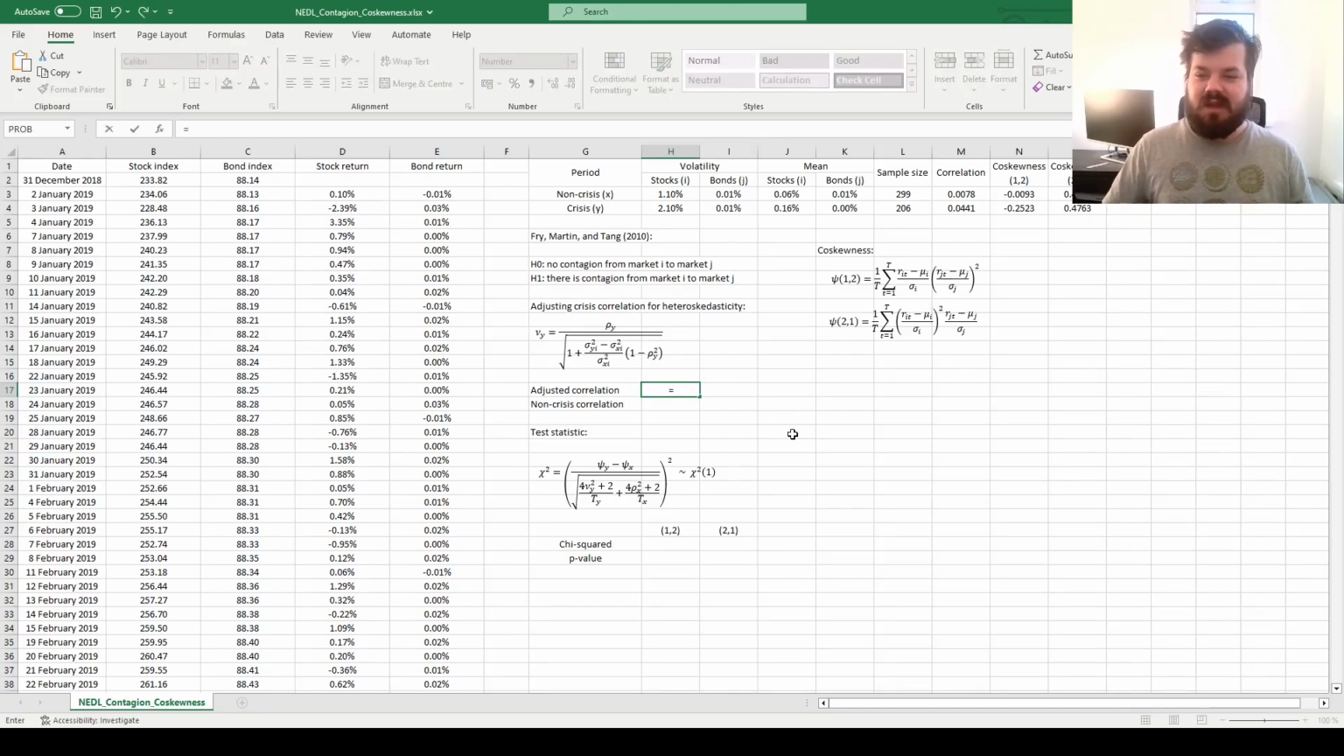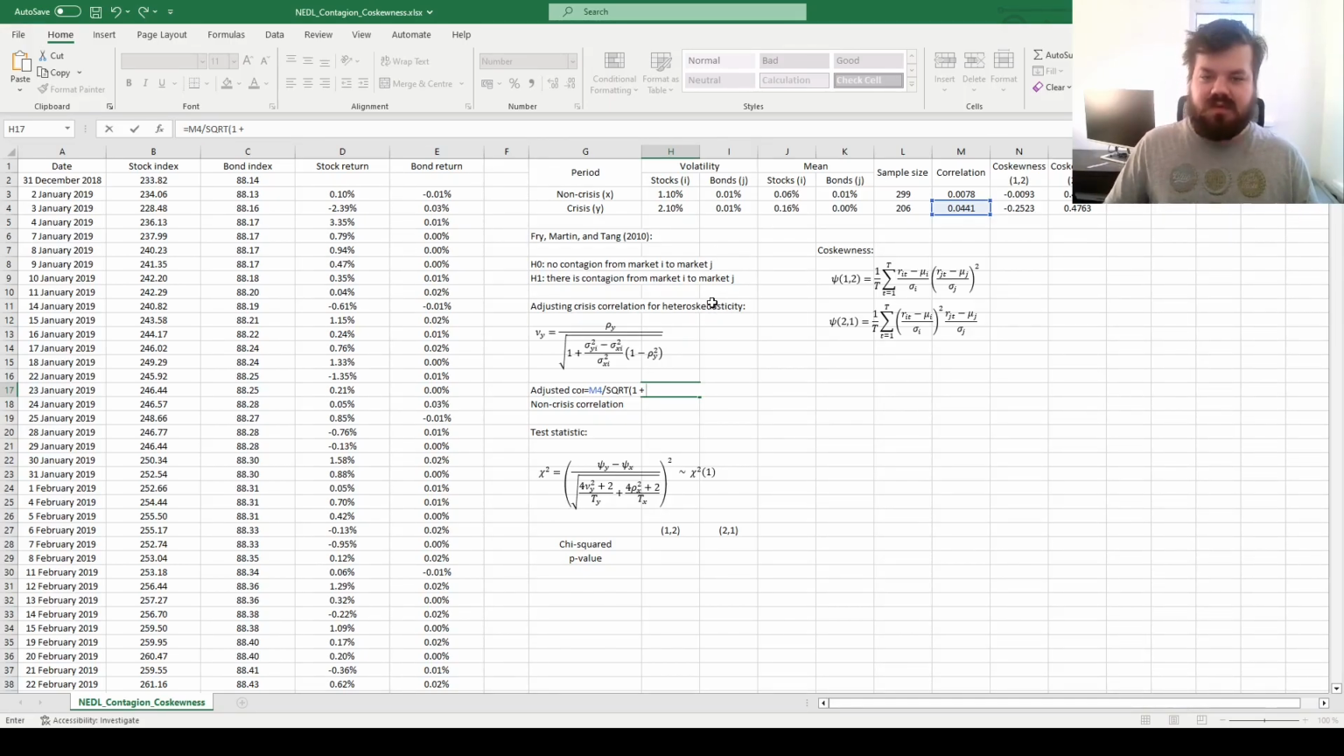So the adjusted correlation here would be the crisis times correlation divided by the adjustment factor, which is the square root of 1 plus the variance increase in the market of origin. Again, here the property of the Forbes and Rigobon test is that we need to select the market of origin where contagion comes from, and in our case it's the stock market.